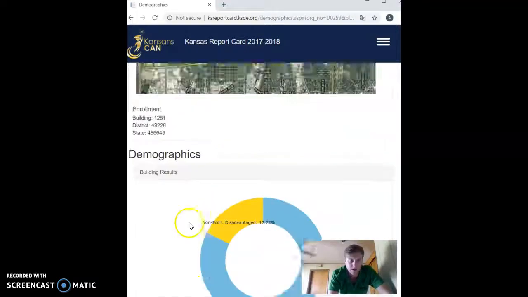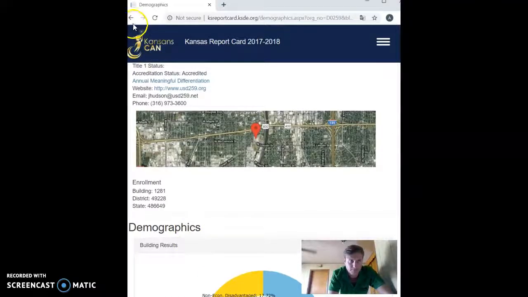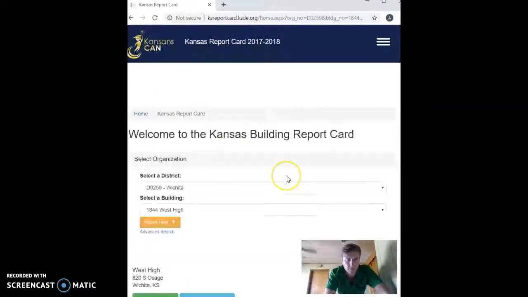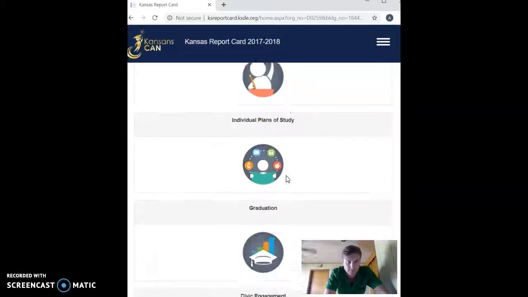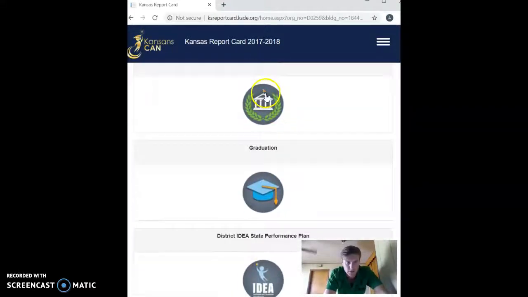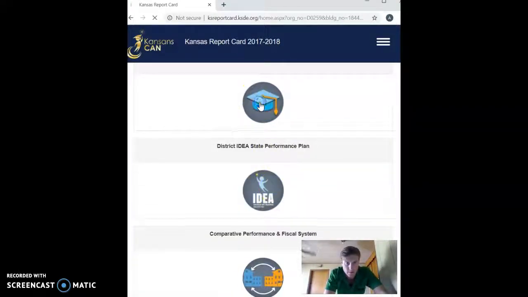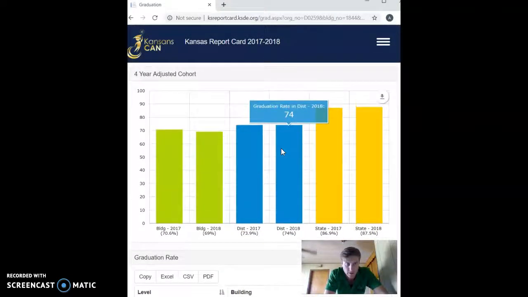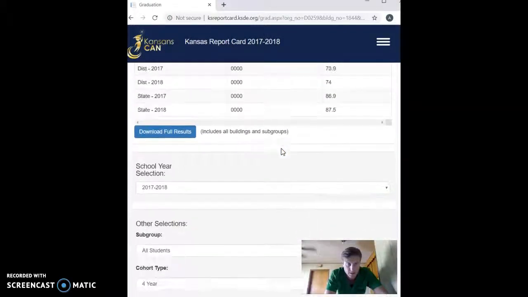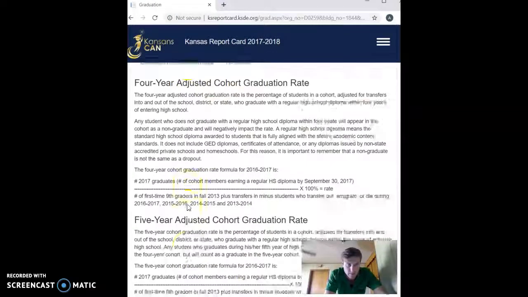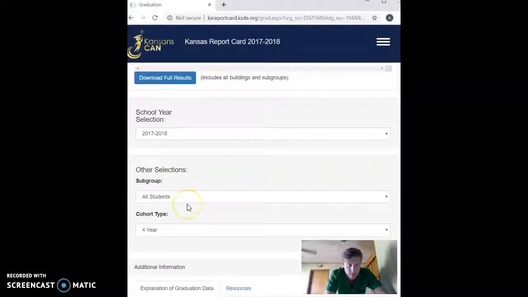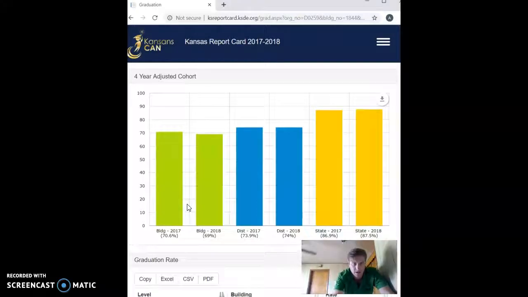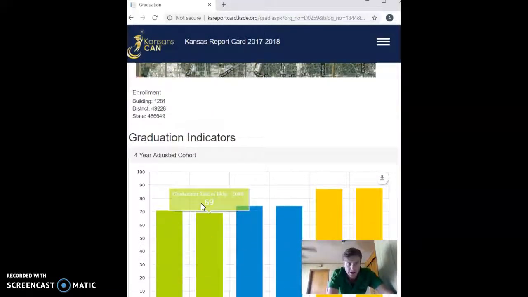And we'll go ahead and look at our scores here. Let me go back to that. And we can look at our West High. I could show the state. Yeah, I guess it does at the same time. So you can see our building, our district, and our state for graduation indicators.